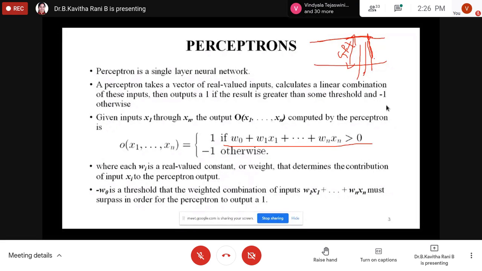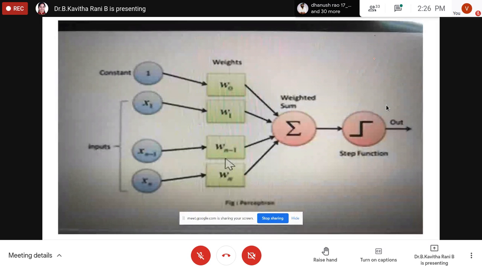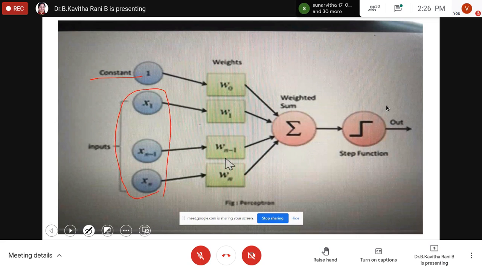Okay, so this is nothing but perceptron. You can see here the constant is used, so we will be using some constant to improve our accuracy. Okay, so these are the different input values. With those input values we will be giving one constant weight value and different weight values, and those will be summed. Okay, and that will be stepped to get the output here. Step function is used to get the output here. So this is perceptron.